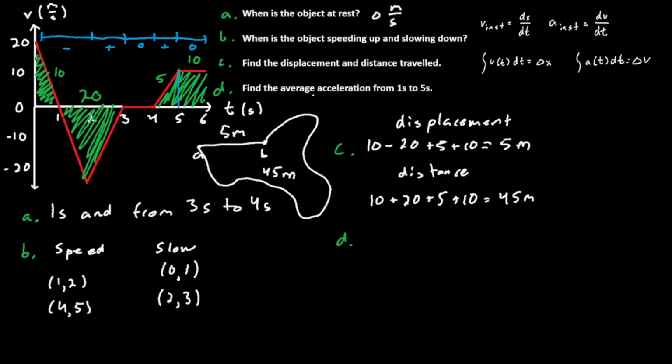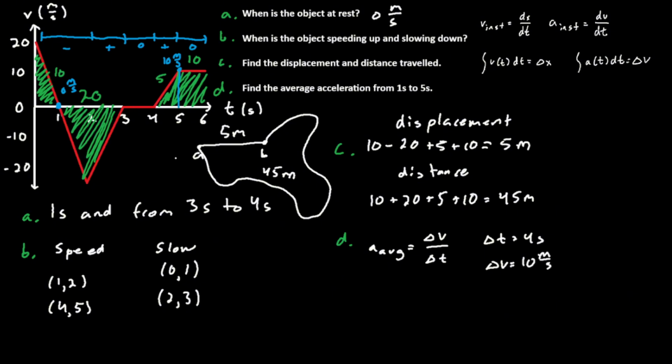Okay, so find the average acceleration from 1 to 5 seconds. The average acceleration is the change in velocity over the change in time. Change in time is from 1 second to 5 seconds, so this is just 4 seconds. How about change in velocity? At 1 second, our velocity is 0 meters per second, and at 5 seconds, our velocity is 10 meters per second. So our change in velocity is positive: we went from 0 to 10 meters per second, so the change in velocity is 10 meters per second.